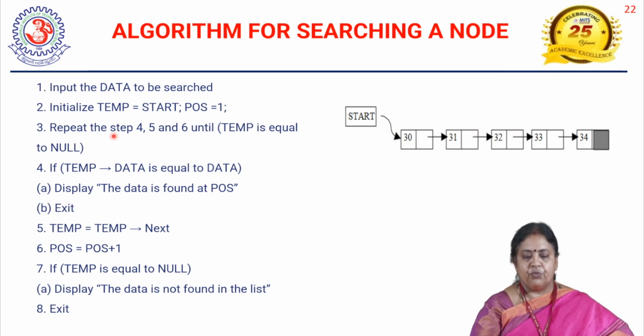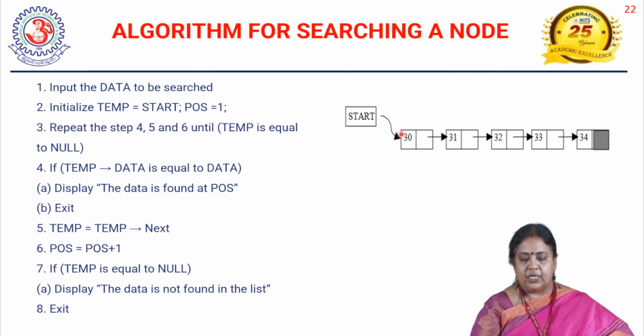So repeat steps 4, 5, 6 until temp is equal to null. Until it reaches the last node, we have to search. Okay. So first, what is the first condition we are going to check? Temp of data is equal to data.